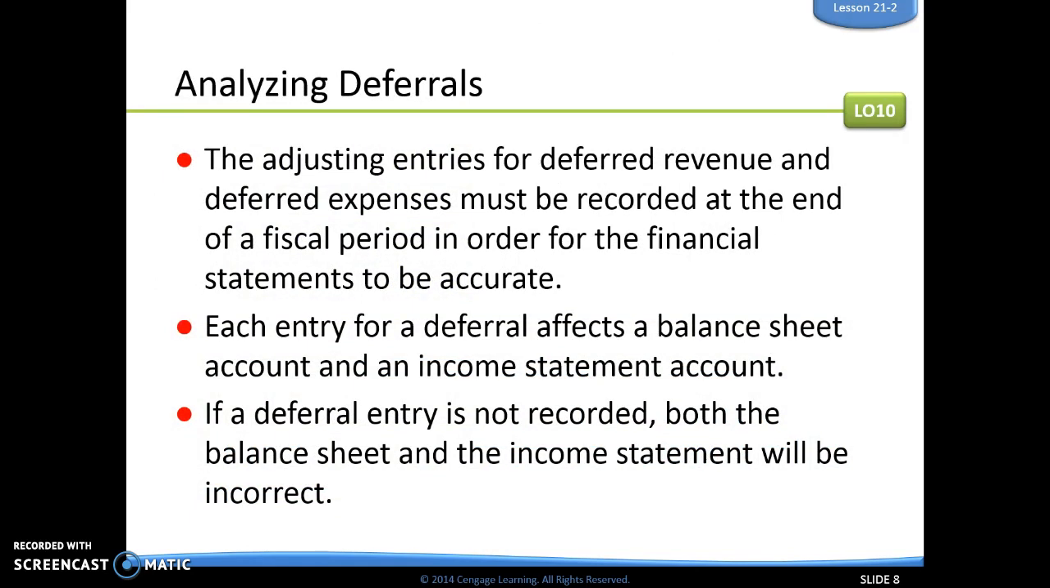Last little bit then, it just talks about analyzing deferrals. The adjusting entries for deferred revenue and deferred expenses must be recorded at the end of a fiscal period in order for the financial statements to be accurate. Otherwise, it looks like we paid for rent for those months when we haven't actually used. Each entry for a deferral affects a balance sheet account and an income statement account. So that's going to make a difference in what our financial statements will say. And if a deferral entry is not recorded, both the balance sheet and the income statement are going to be incorrect.